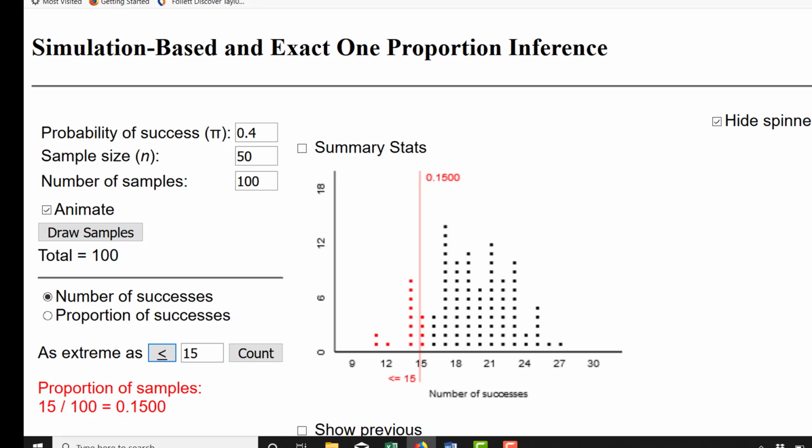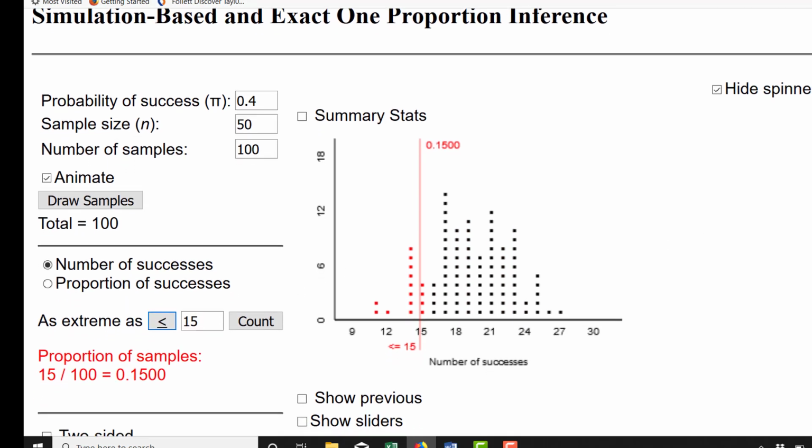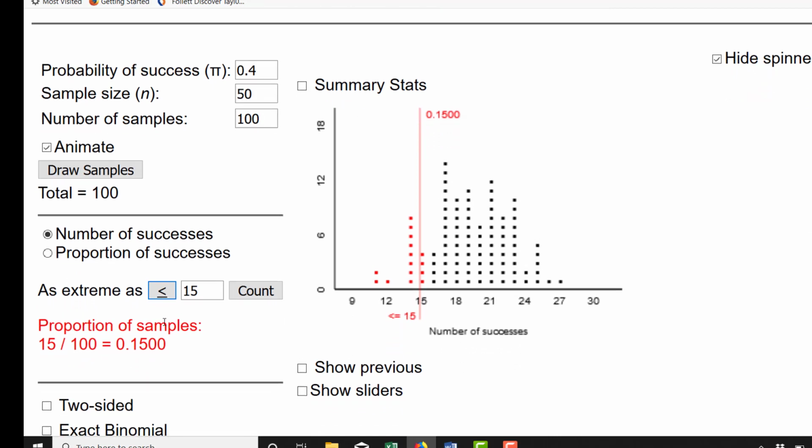Please note, when you have an example problem where you need to do a not equal to, there is no option for that right here. It's only less than or greater than. So if you ever have to do a not equal to where you want it to count both tails, you need to go down a little lower and select this two-sided button. When you select the two-sided button, it counts on both tails. But we don't need that this time. So I have it selected as less than. It highlights the dots, the sample statistics that are like mine and lower.